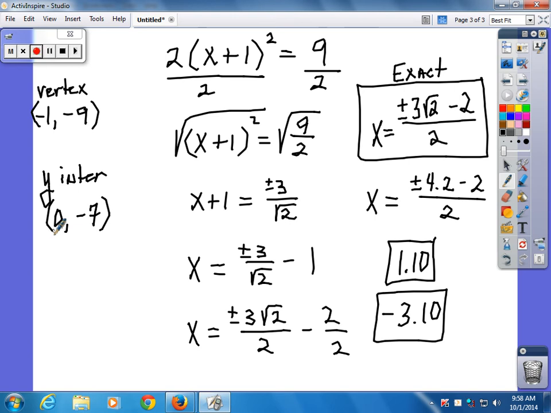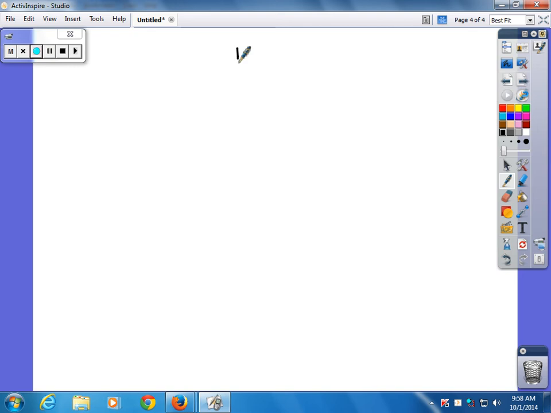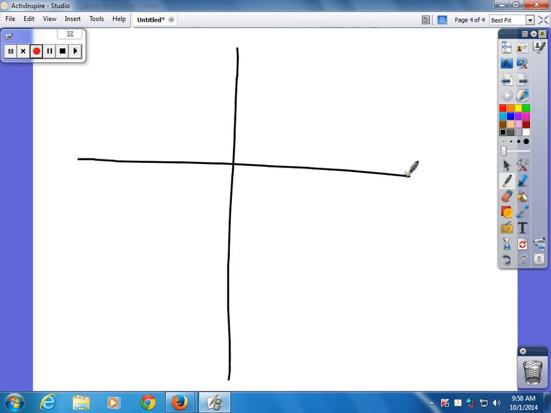So, (-1, -9), (0, -7), (1.10, 0), and what was the other one? Of course, yours is a little better because you have graph paper or a straight edge. Mine is pretty bad, but anyway, you get the point. And you can get your domain, range, all that good stuff.